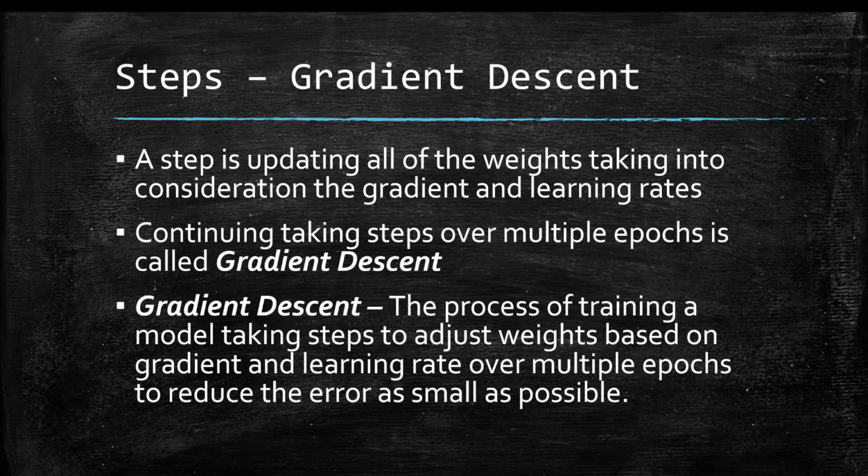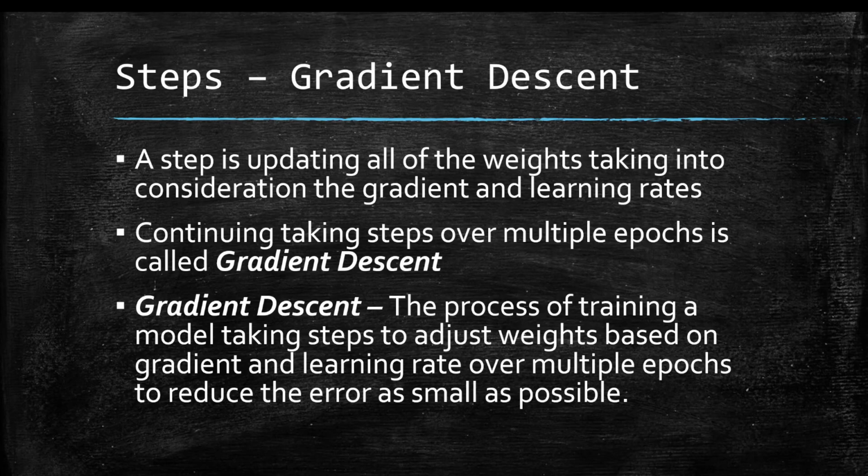Okay, the whole process of taking into consideration the gradient and the learning rate and then going backwards and adjusting all of the weights based on that is called gradient descent. And here is a sophisticated solution where it says a step is updating all of the weights, taking into consideration the gradient and the learning rate. So after every batch, we took a step. That means we considered the gradient and the learning rate, and then we adjusted all the weights. And the whole process of doing this over and over again is called gradient descent.